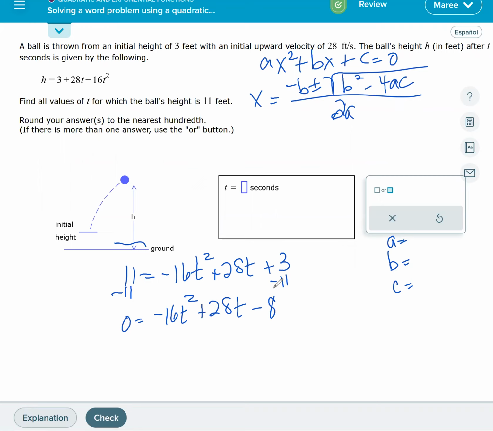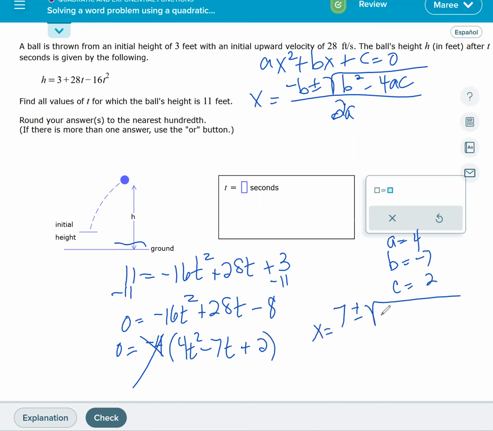Let me think here. We can take out a -4. Let's do that. 0 equals -4 times, so we're left with 4t squared minus 7t plus 2. Okay, so we don't have to even worry about this -4. We can just use a is 4, b is -7, and c is 2. So x equals -b plus or minus square root b squared minus 4ac all over 2a.